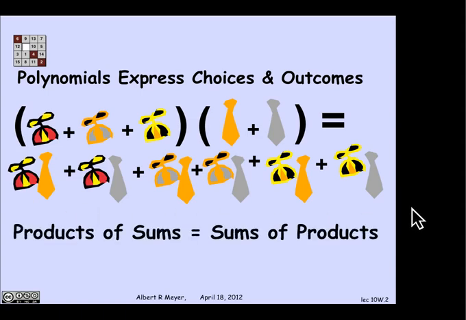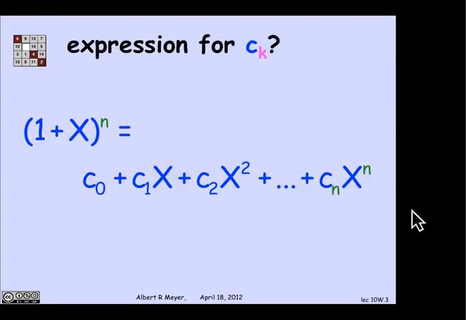The basic rule is that a product of sums, by the distributive law, becomes a sum of products, and the sum that you get involves products of all of the terms from each of the components in every possible way. Let's look at that as it applies to the binomial theorem.